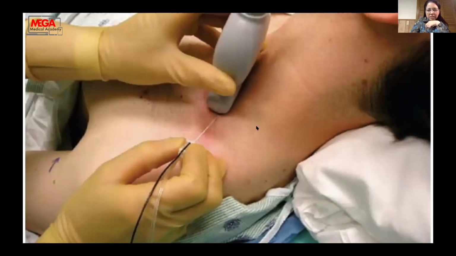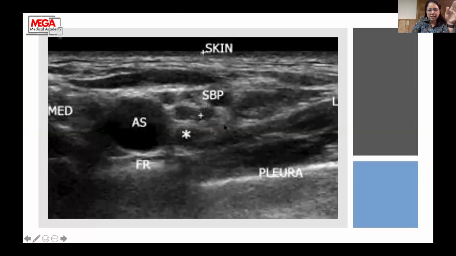So this is the supraclavicular block. Now we put the ultrasound above the clavicle, and we try to look inside until we find the landmark we're looking for. Usually we see something like this. So here, subclavian artery, this is your landmark, and this is the divisions of the brachial plexus.